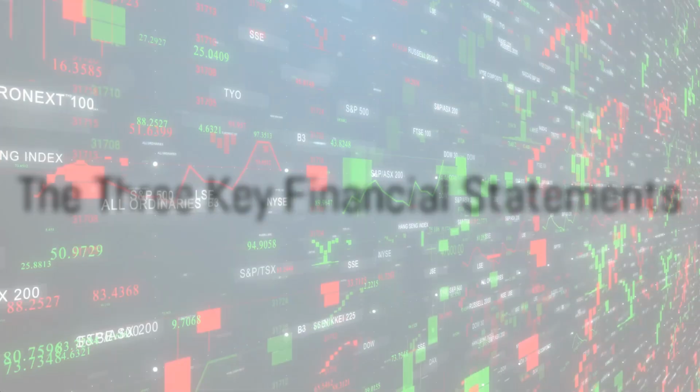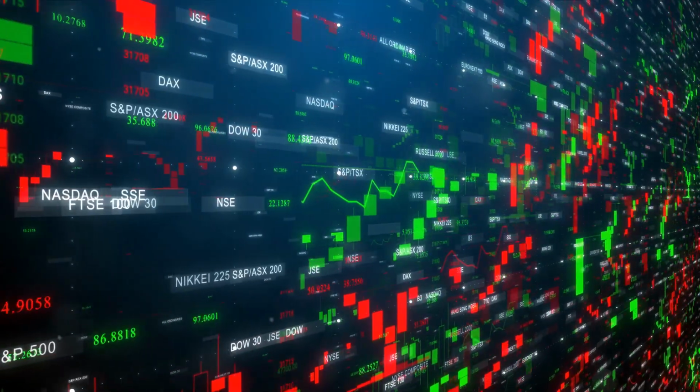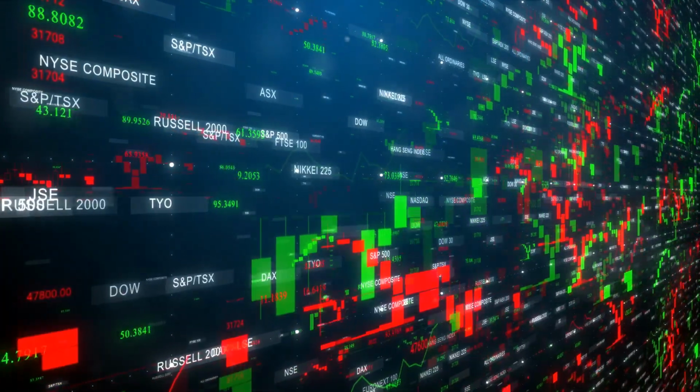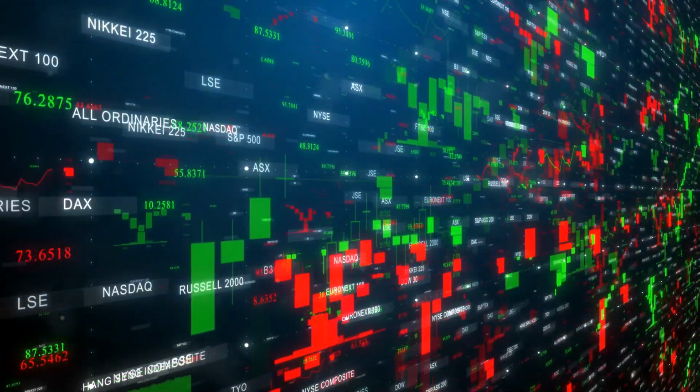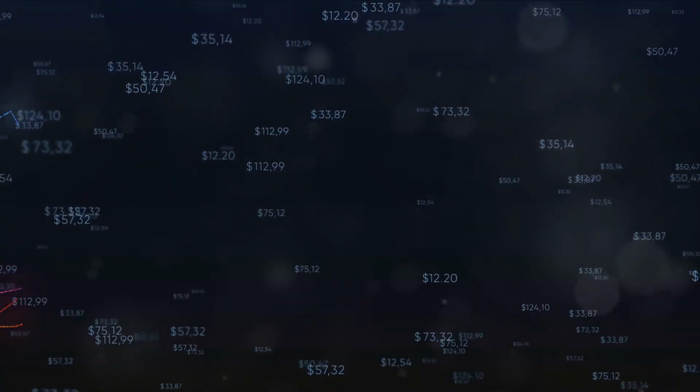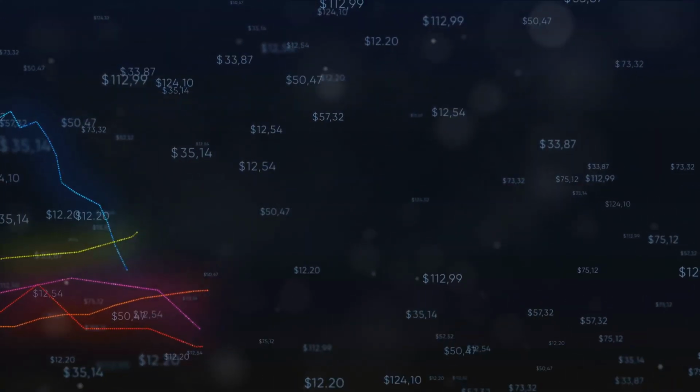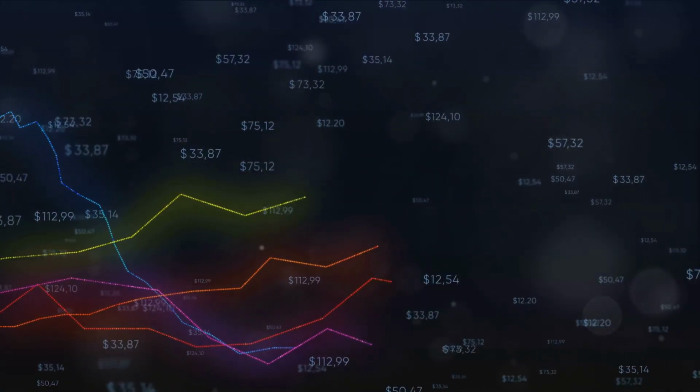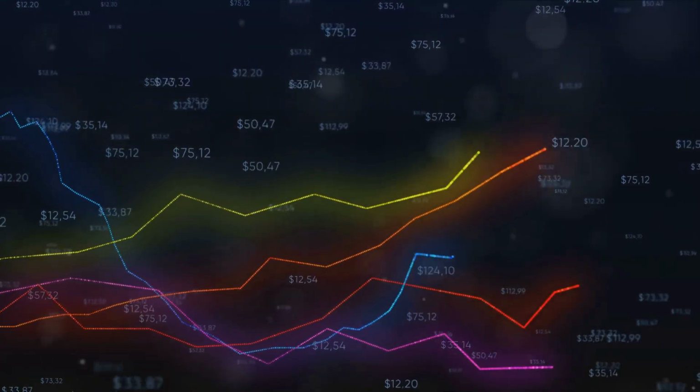There are three main financial statements you need to familiarize yourself with. First off, we have the balance sheet. This is like a snapshot that shows what a company owns, its assets, what it owes, its liabilities, and the value of the business to the company's shareholders, the shareholders' equity, at a specific point in time.